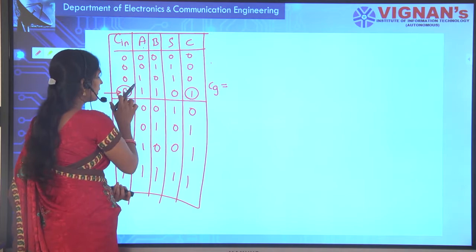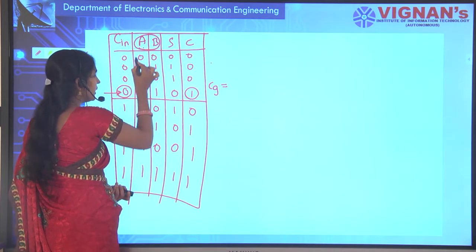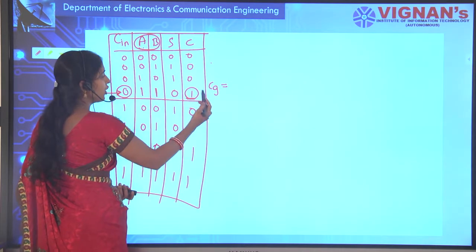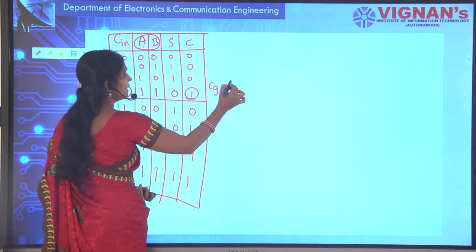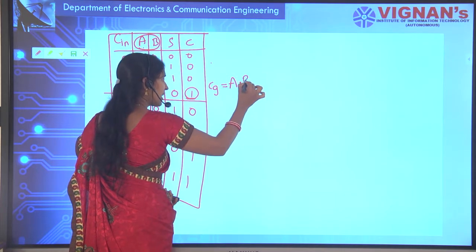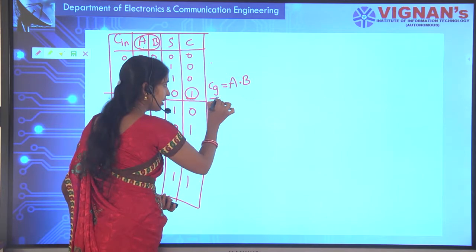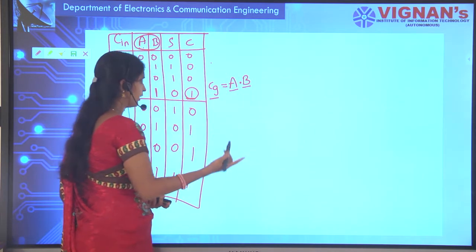Okay, I am not providing carry input. If A and B both are 1, I am getting carry generated. So I call it carry generated when A and B both are 1. So I will be writing CG, that is carry is generated when both A and B are 1.